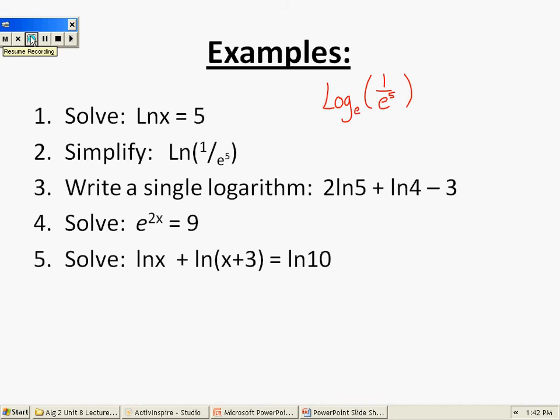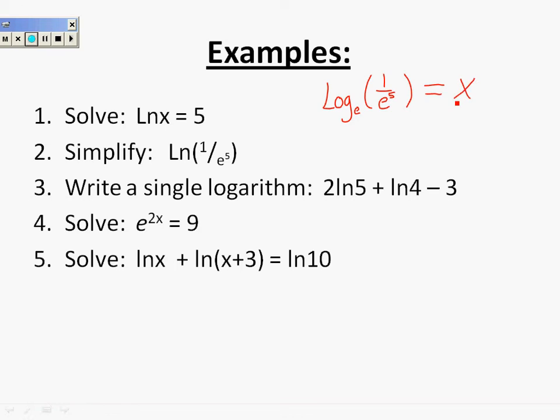So we're going to make it equal to x. It didn't have an x, right? So we can say equals x. And then we can do the exponential form, which would be what? E to the x equals 1 over e to the 5th.